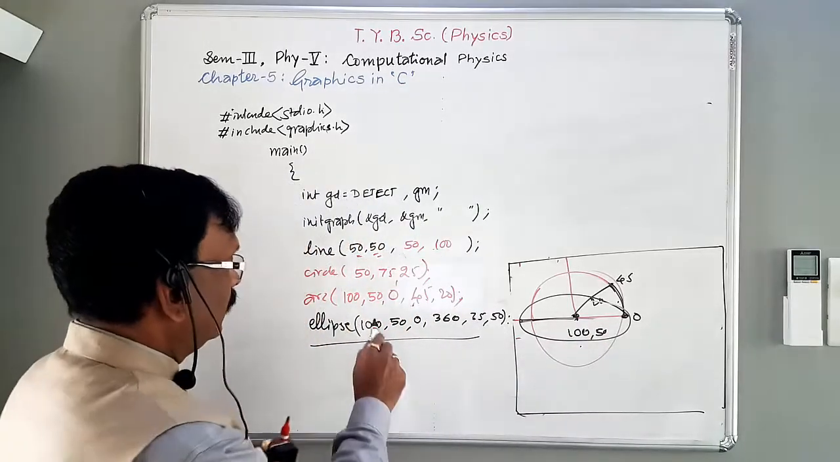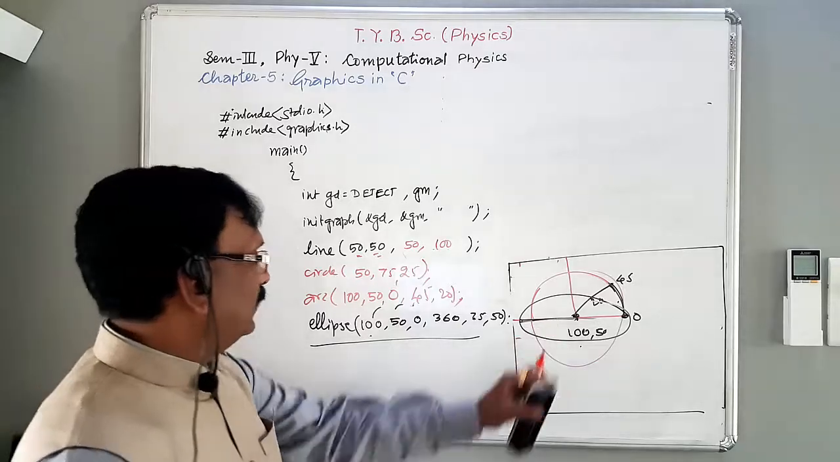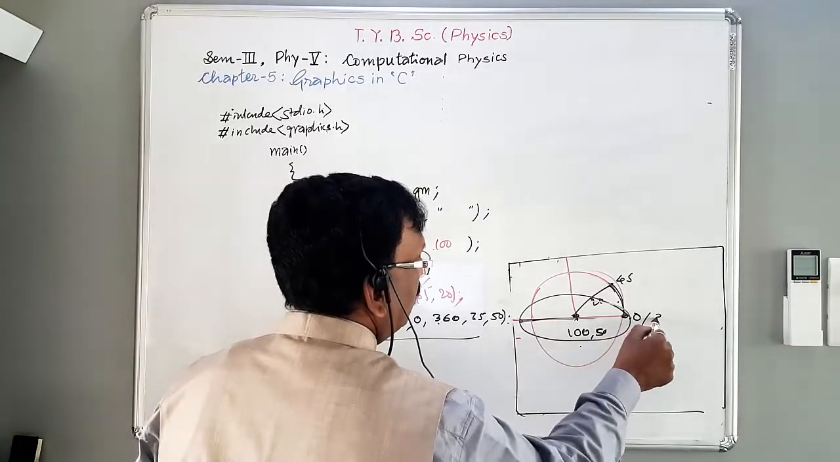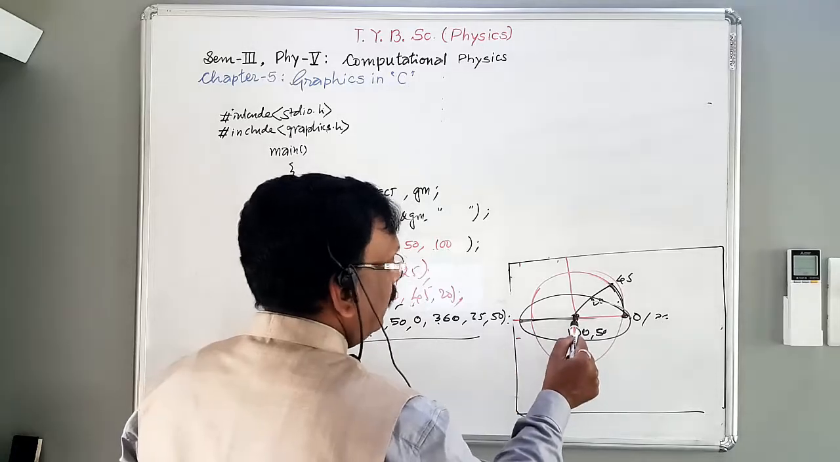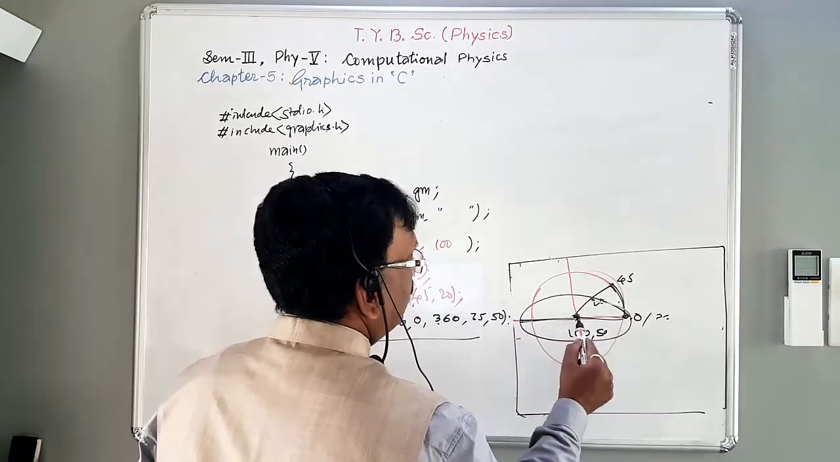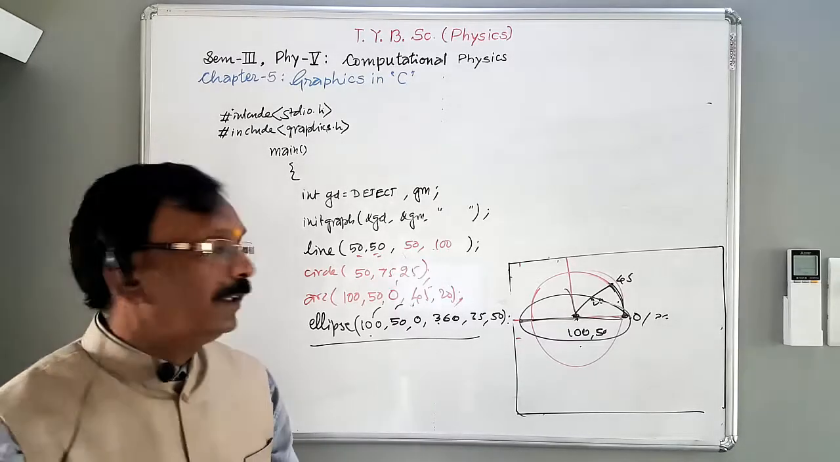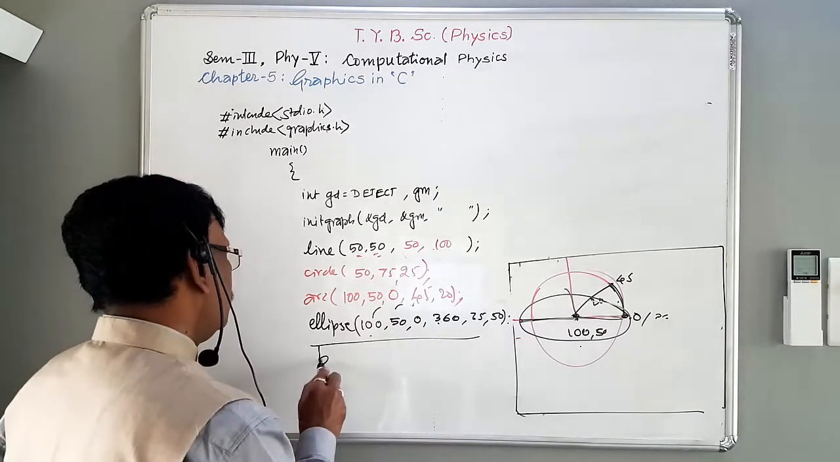Here, these are the x, y coordinates, that is the center. This is the starting angle, this is the ending angle, 360, and 75 is the semi-major radius, 50 is the semi-minor radius. Okay. Now bar.